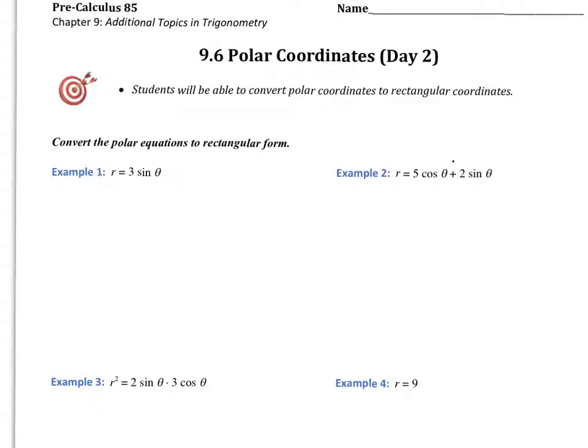There are 4 formulas I gave you yesterday relating the polar coordinates to the rectangular coordinates. Can someone give me one of the 4? We're going to write them up at the top so that we have them to use. What's one of them? Theta is equal to the inverse tangent y over x. Okay, and I'm going to write it as tangent of theta is equal to y over x. All right, that's one of the 4.